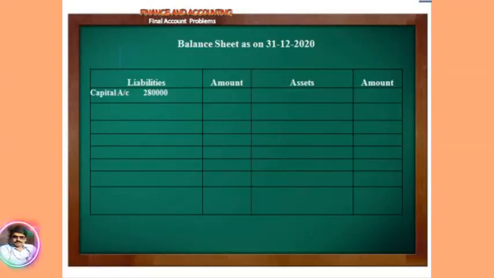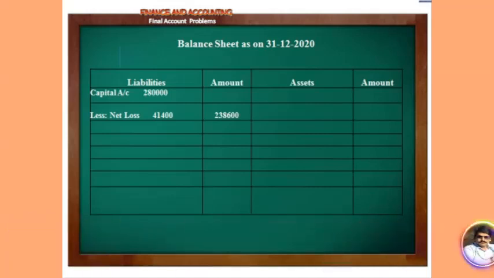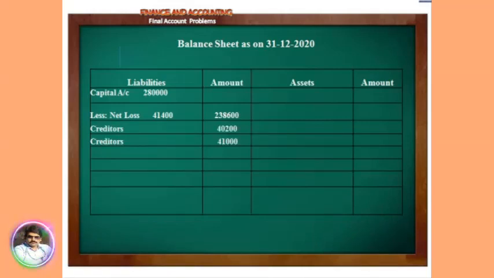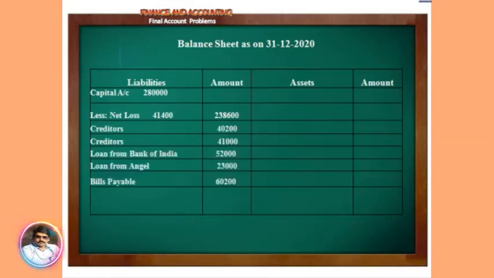Let's prepare the balance sheet. So we'll start with the capital, that is 2,80,000. We have a loss 41,400. So that we have to deduct from the capital. How much debt? 2,38,600. Here in this problem we have two creditors. Their names are not given, but two creditors are there. Generally one creditor's amount will be there, but here two creditors are there. So one 40,200 and other is 41,000. Next we have loan from Bank of India, loan from Angel, and bills payable. So that comes the total to 4,55,000.